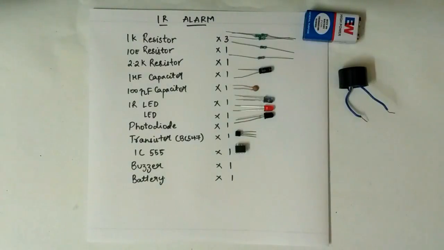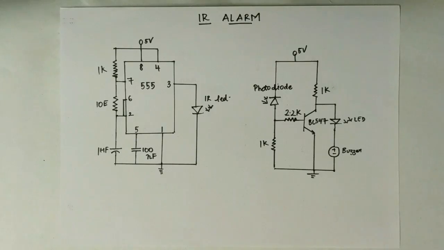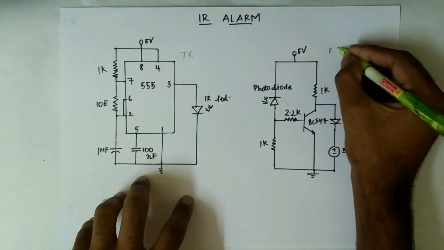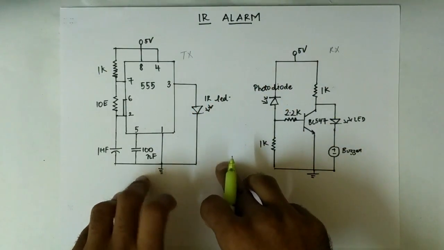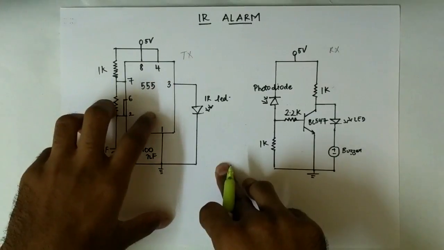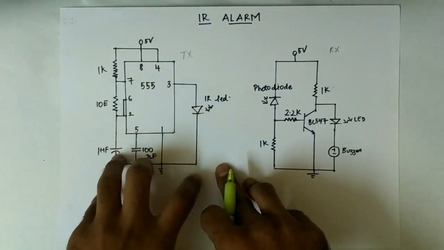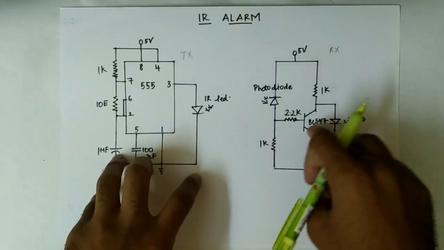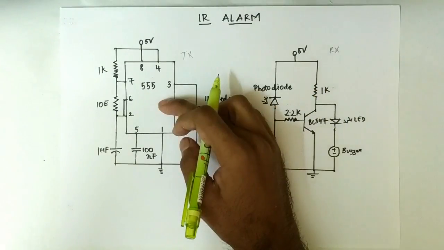Now let's see how to design the circuit. Here is the circuit for our IR alarm. Our IR alarm consists of a transmitter circuit and a receiver circuit. The main components in the transmitter circuit are the 555 timer IC and the IR LED. On the receiver side, the main components are the photodiode and the BC547 transistor.